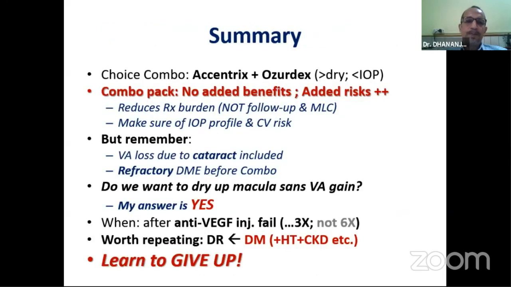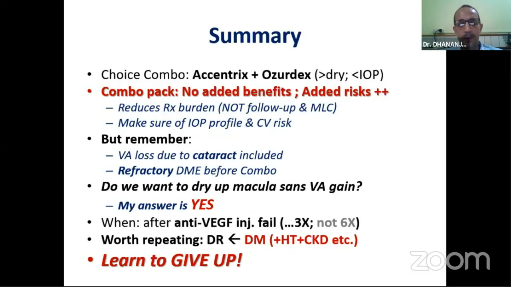So to sum up, the choice combination is Eylea and Ozurdex if the patient can afford it. It can dry the macula. The intraocular pressure rise, which we talk about so much, actually does not happen so commonly in Indian patients. Even though the combination does not have added benefits in terms of vision and has added risks, it reduces the treatment burden for the patients, so less follow-ups.